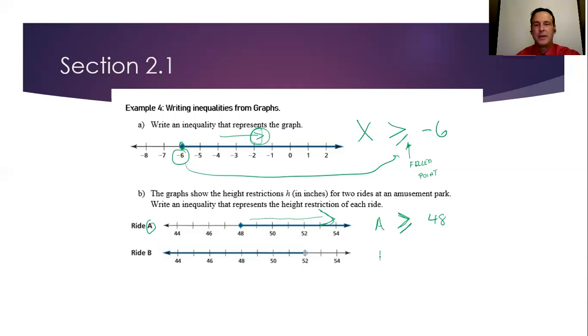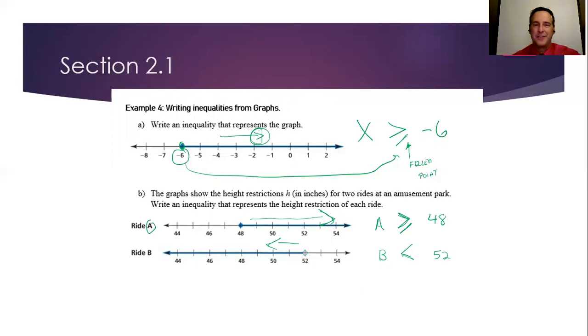Okay, this is B, and it's 52. Because you're going this direction, it is a less than sign. And there's no little filled-in part here, and since it's not filled in, there's no equal to sign there.